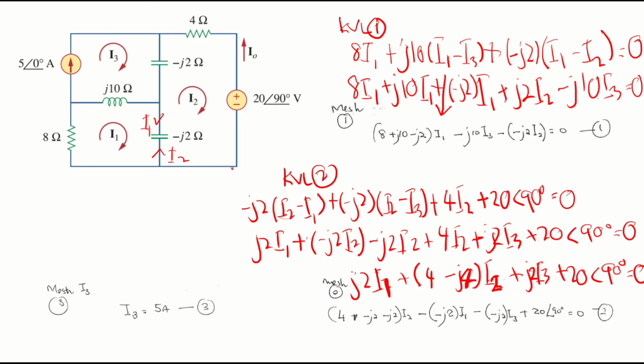Okay, and the last one is mesh 3: I3 equal to 5 ampere. Why? Because if you look at this, there's a current source over here which is 5 angle 0 degree ampere, so automatically I3 is equal to 5 ampere. Okay, hope you understand.